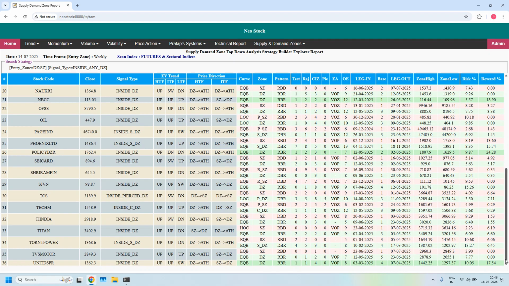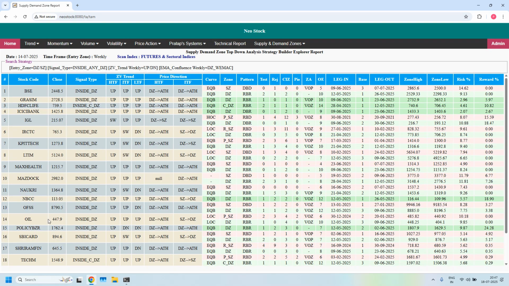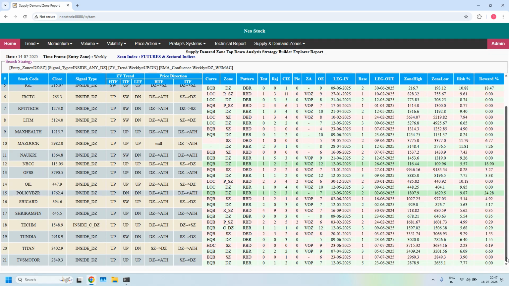We can further filter this list based on weekly demand zone having weekly EMA confluence. Weekly demand zone with weekly EMA at the same time. Trend on the weekly should not be sideways. It can be up or down. So first 18 stocks in the list. Scrolling the list down. Total 21 stocks are filtered.